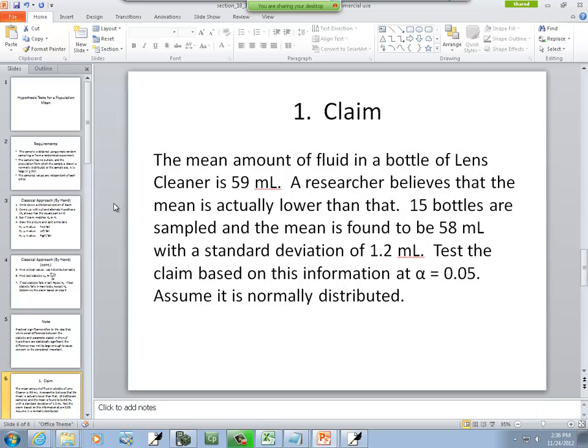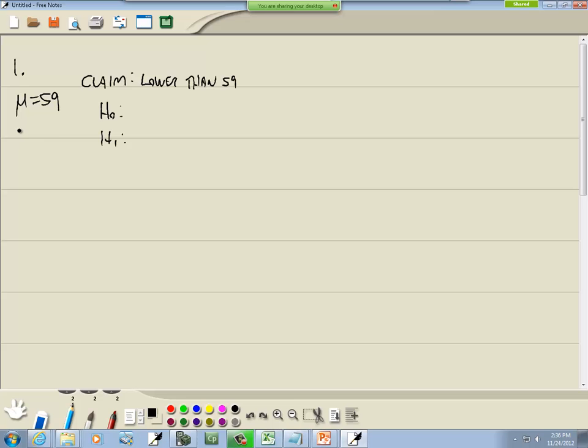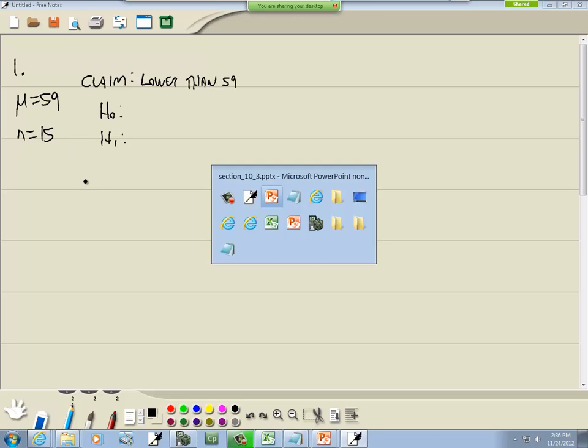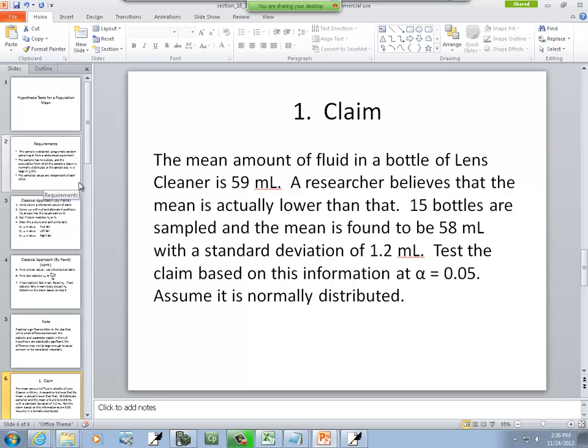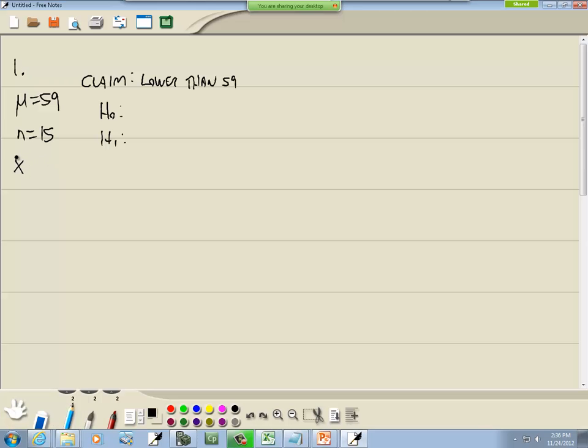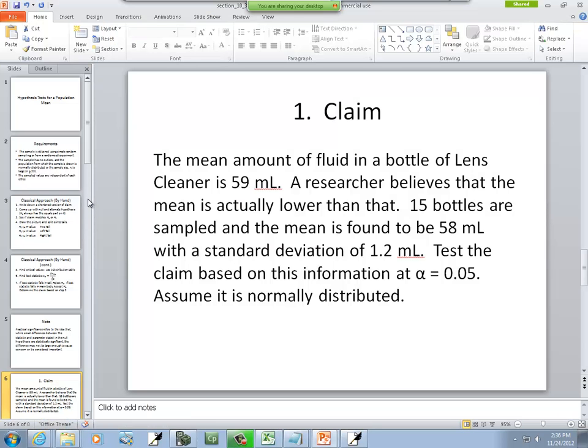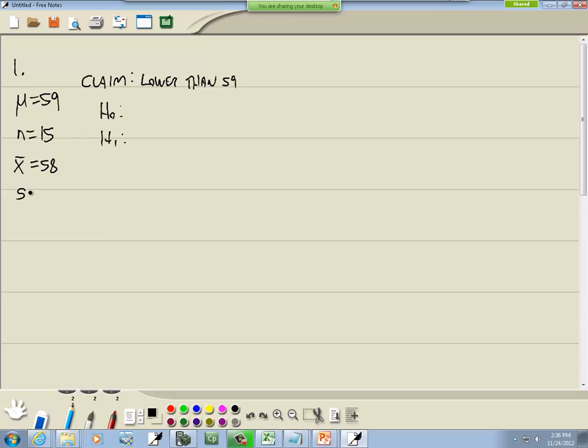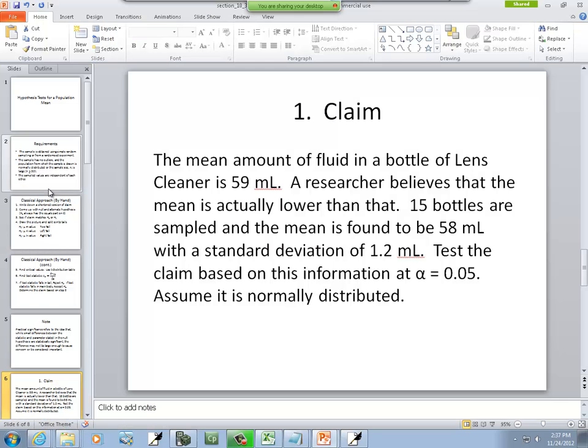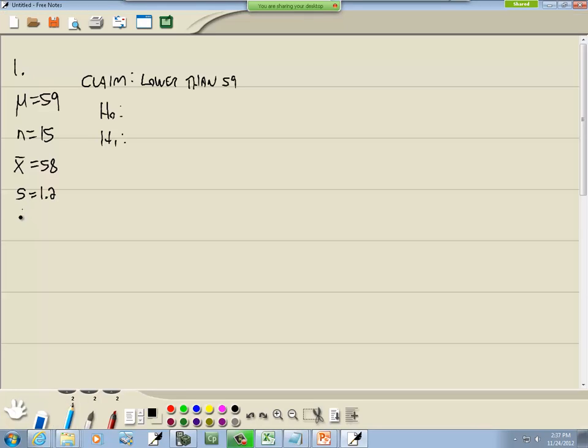15 bottles are sampled. Sounds like our sample. So n is 15. And the mean is found to be 58. So that's x bar. So x bar is 58. With a standard deviation of 1.2. So that's s. Now those are both sample values because it's referring to our sample, the 15. Test the claim based on this information that alpha equals 5%. So alpha is equal to 5%.